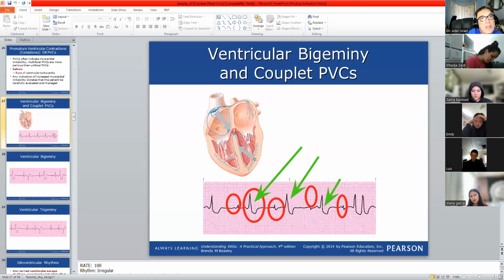You will ask me why you say it is abnormal. Look, we mentioned that this is the PVC and couplet. Wide bizarre. Here it is wide bizarre. Wide bizarre. So this is what we call ventricular bigeminy and couplet at the same time.